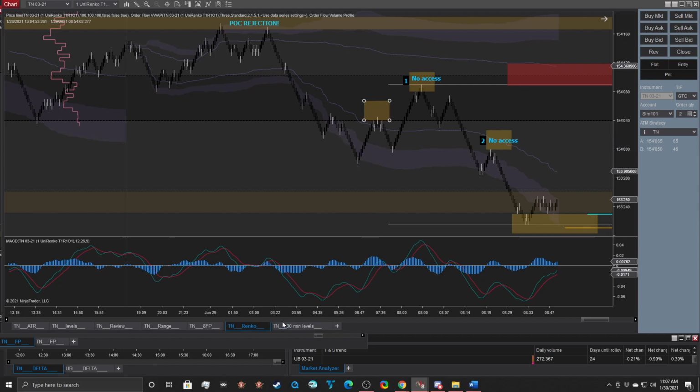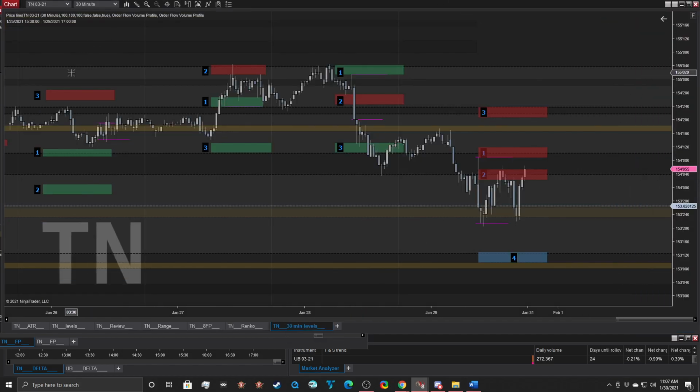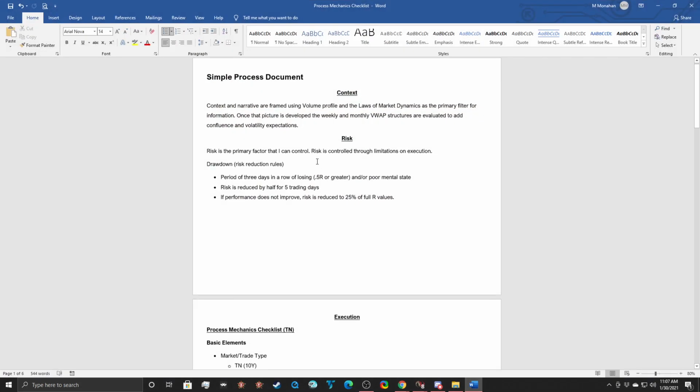And just a quick look at that. After all that's put together, I finish up with a process document that is my narrative for the day. And what I do is I essentially create 3-4 ideas where I want to see price interact in a very specific way, and that will tell me that I have an entry in queue to take a position. So what does that look like from there?